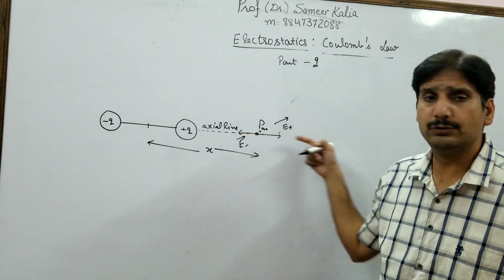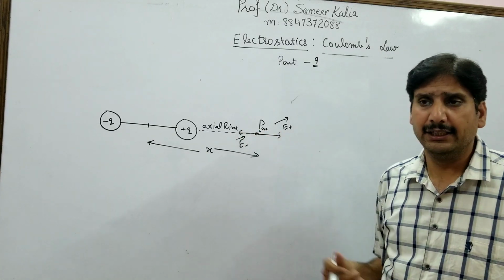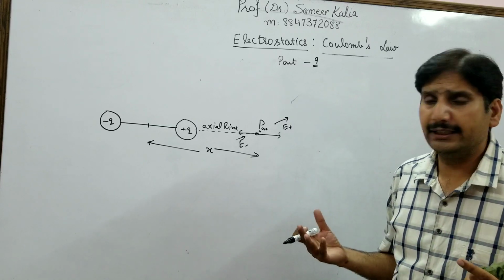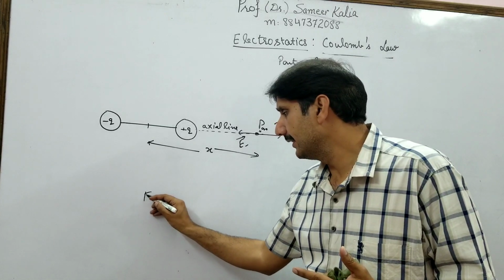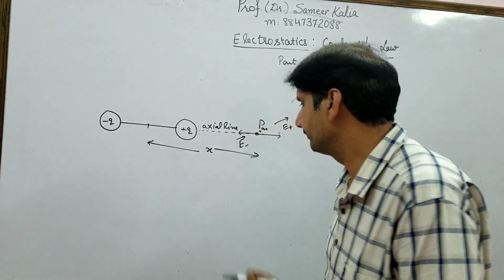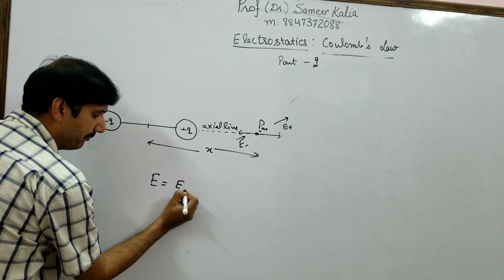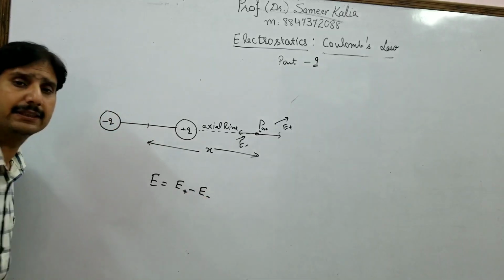I know that these two vectors are acting along the same straight line. So the resultant vector would be a simple subtraction of the two. So the effective electric field can be written as E plus minus E minus.